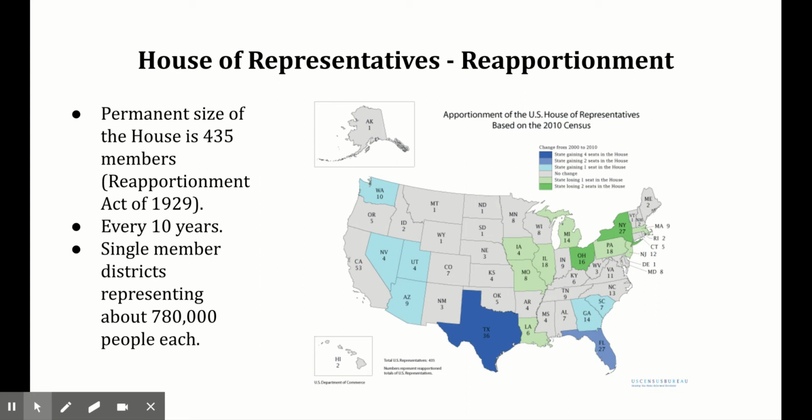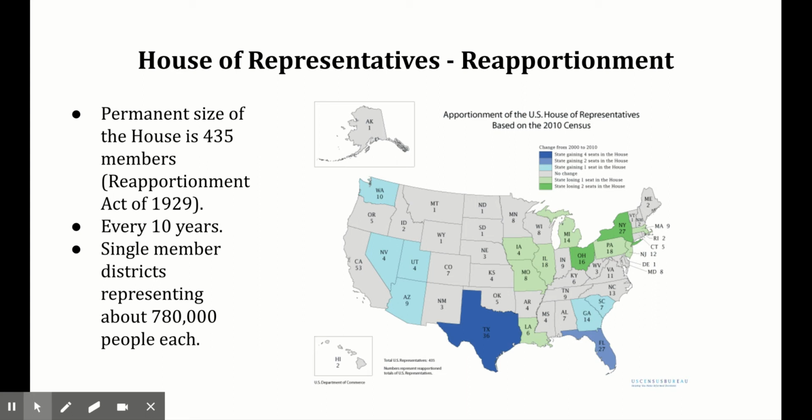So, what the Reapportionment Act of 1929 did is it said there's going to be a permanent amount of representative members. So there's going to be 435 members in the House of Representatives at all times forever. It's never going to change. Prior to that, by the way, it grew as the US population grew. So every so often they would decide to increase the number. Well, in 1929, they decided to make it a permanent 435.